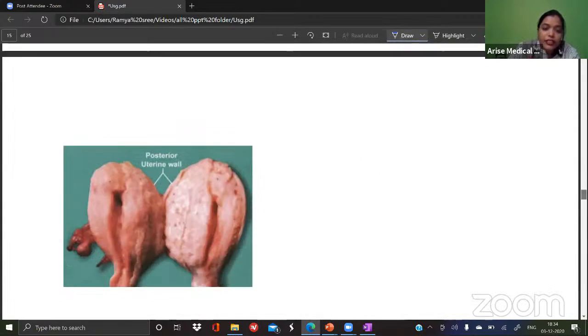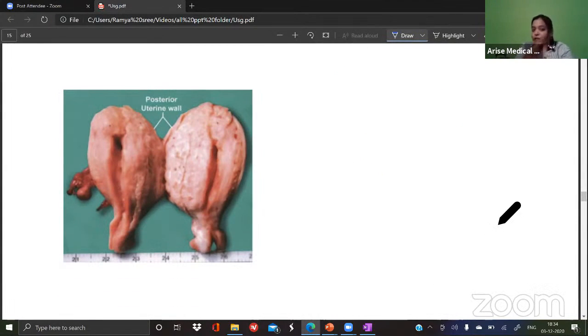And I'll show you this picture, which was once asked as an MCQ. This is posterior wall hyperplasia with multiple subendometrial cysts. Again, in adenomyosis, the uterus will be uniformly enlarged and tender. A tender uterus in adenomyosis is called Halban's sign.